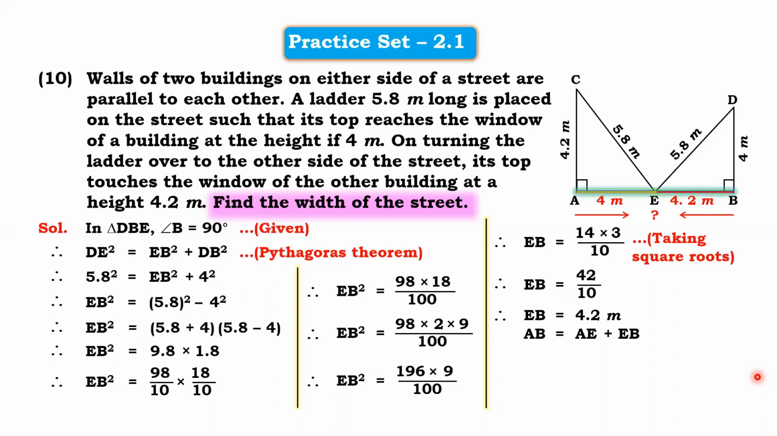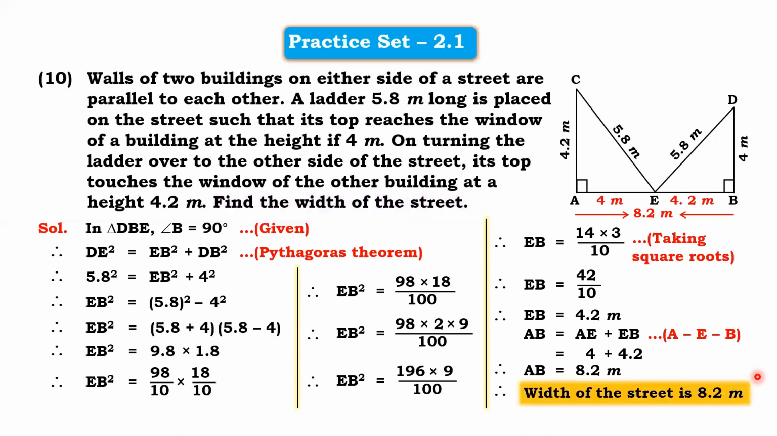And the reason for that would be A-E-B, betweenness, right? So therefore AB is equal to 4 plus 4.2. Now 4 plus 4.2, if you add, it is 8.2. So we can say AB is equal to 8.2 meters. Now what is AB representing? Yes, we all know that AB is representing the width of the street. So we can say therefore the width of the street is 8.2 meters. Did you understand this sum? Now students, this sum will come for 3 marks. A very simple, a very easy, but very important sum.